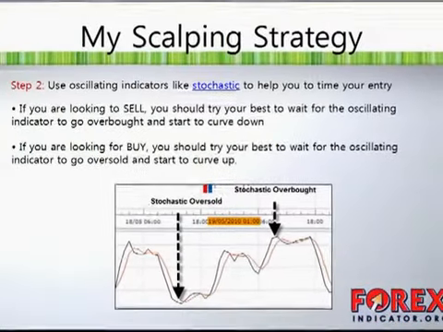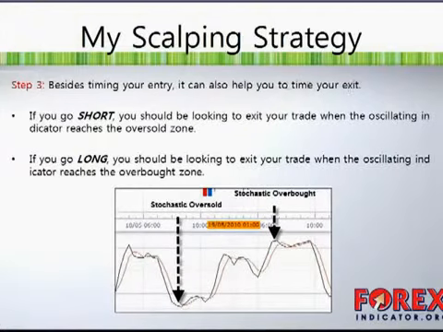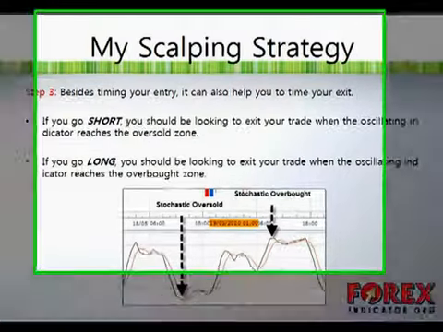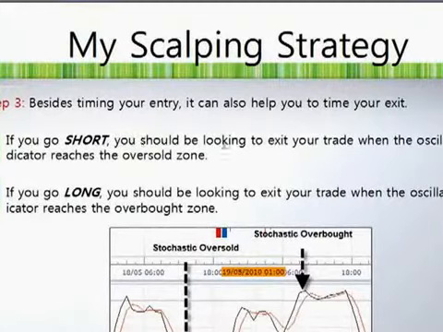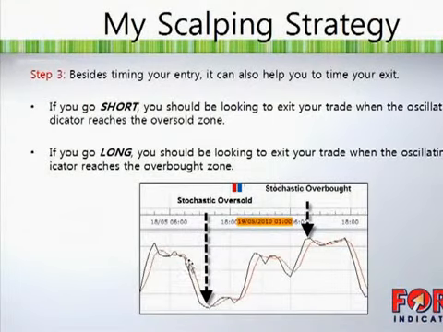Okay, so other than using this stochastic indicator to time your entry, we also use it to time our exit. So in step 3, besides timing the entry, we also use the stochastic indicator to time our exits. For example, if you decide to go short, which means that you're selling, you should be looking to exit your position when the oscillator reaches the oversold zone. That means people have been selling all the way and it's now oversold. It's very likely to bounce, and this is where you exit your position.